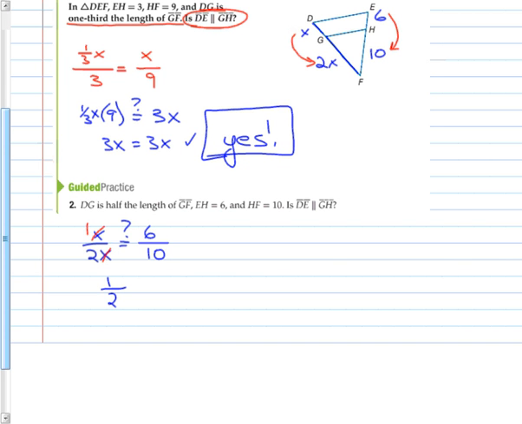They go into each other once. I have 1 over 2. Reduce 6 over 10 for me. 3 over 5. We're in trouble if it's 2 over 5. No, those things are not proportional, therefore those lines would not be parallel to each other.